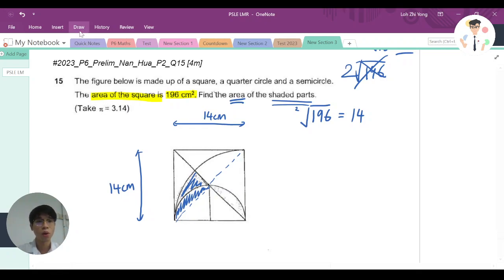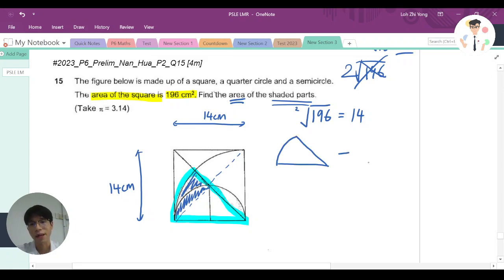Then you can see that what I actually can do to find the shaded part is to find the area of this circle, not this circle, this sector, sorry, which is something like this. Then I minus the triangle inside, which is this part. Let me just highlight here for you. Can you see this triangle?